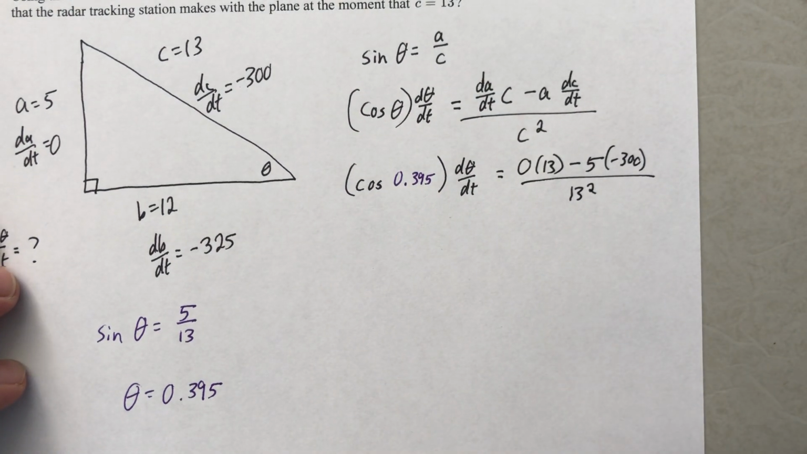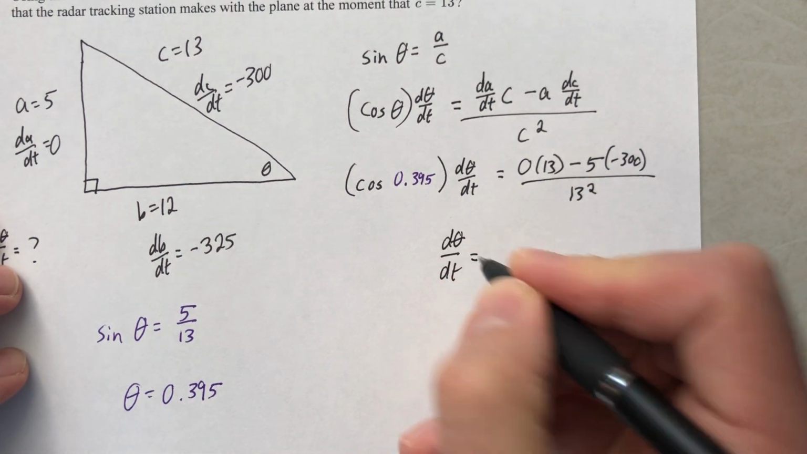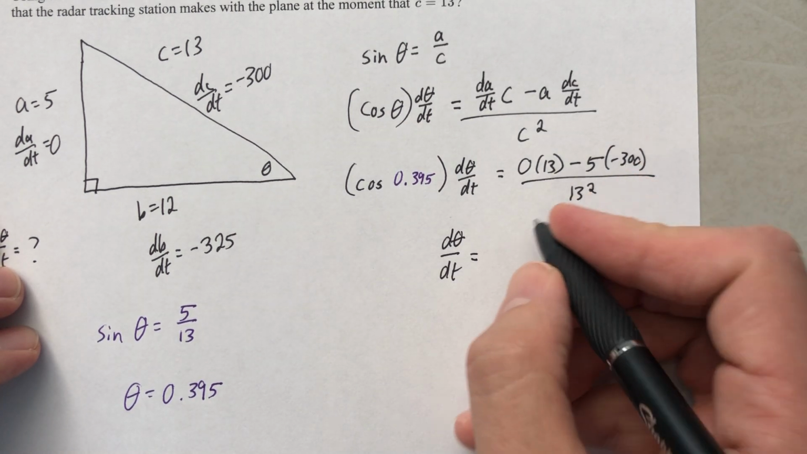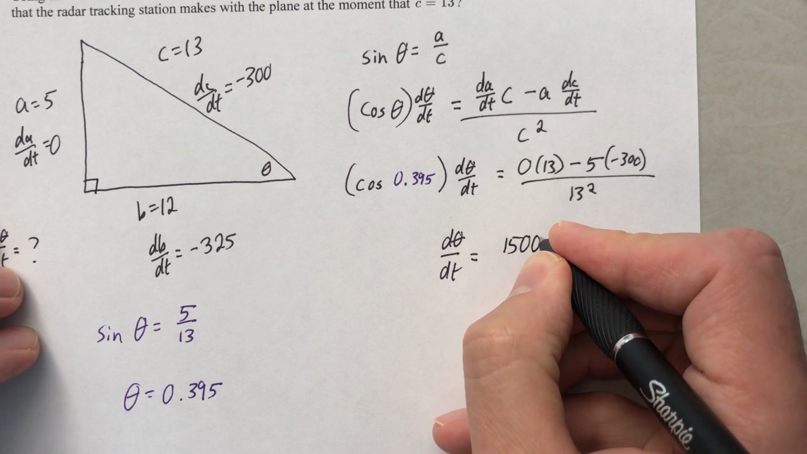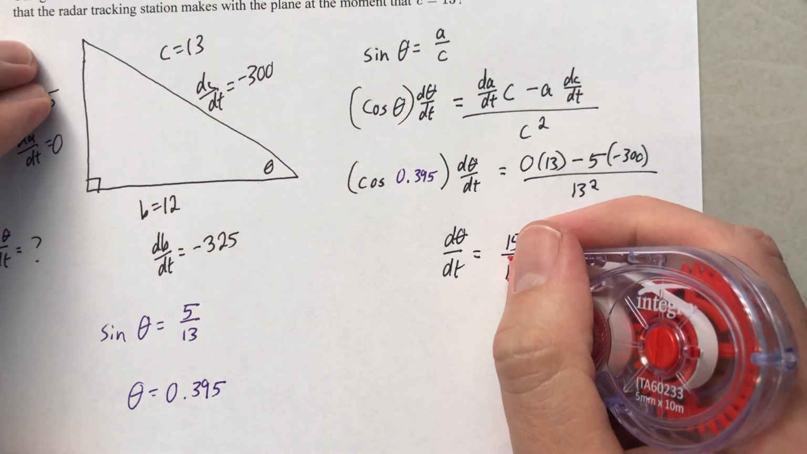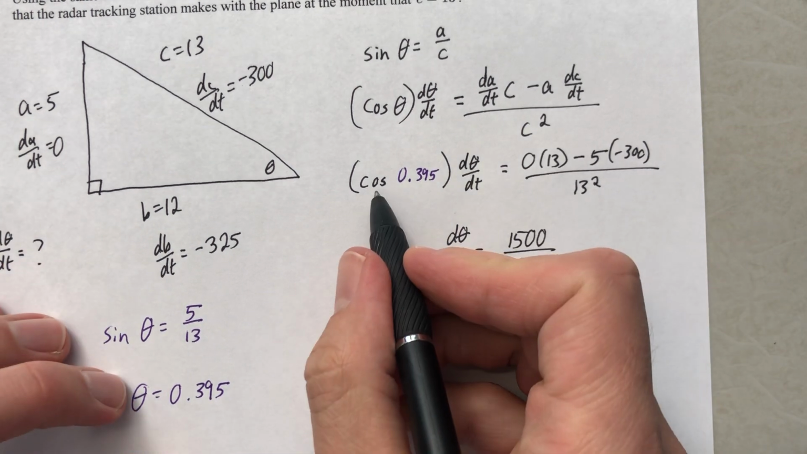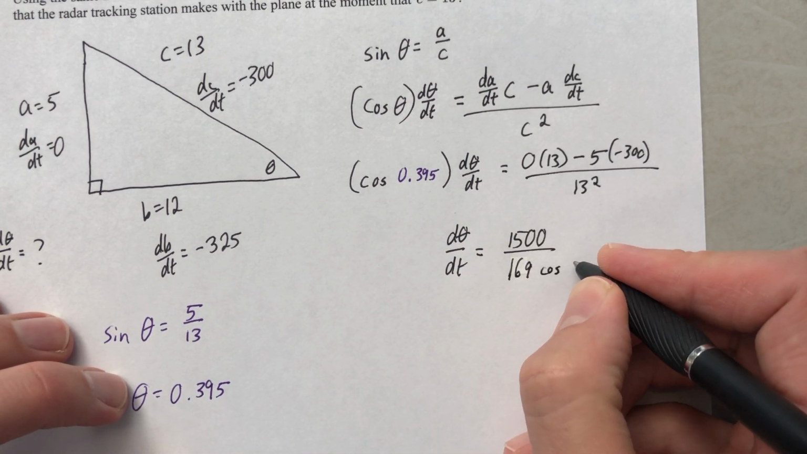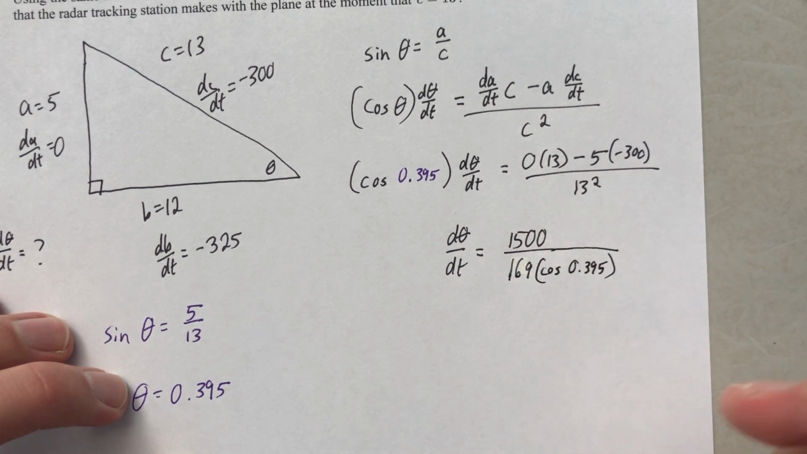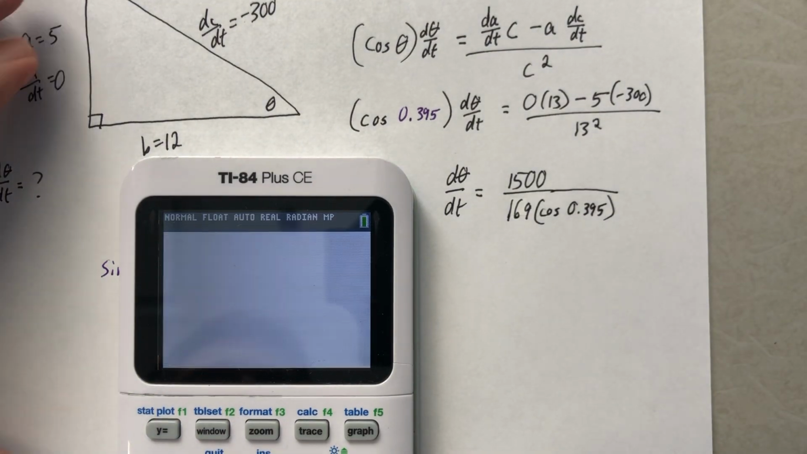Let's solve. It's going to be pretty straightforward at this point. So d theta dt is equal to, 5 times 300 is going to give me 1500 over 13 squared. I'll go ahead and call that 169. I know that, and you know that. So 169. And we need to divide by the cosine of 0.395, which is really cosine of theta. So again, we're going to use our calculator for that one.